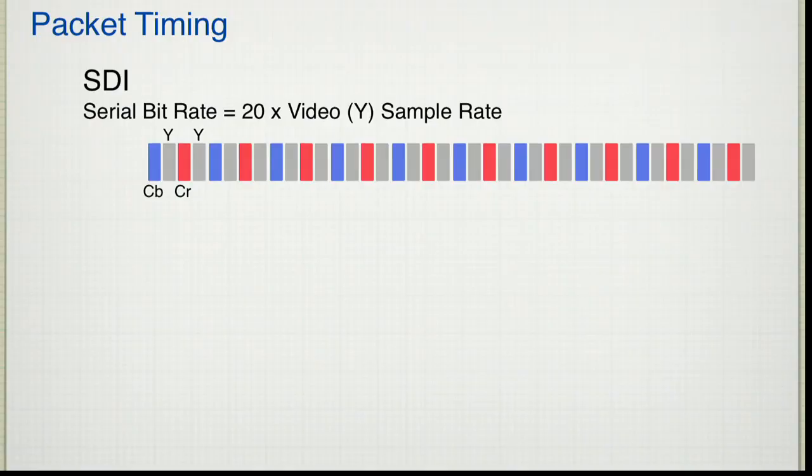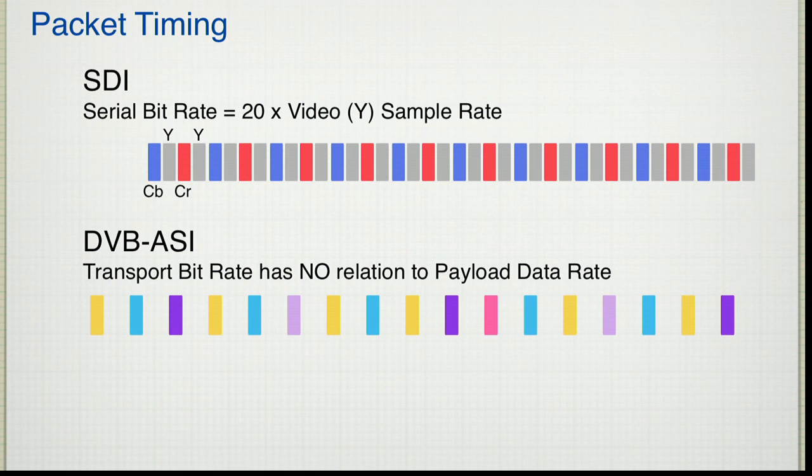In addition to the quality of the underlying transport clock in an ASI stream, we're also very interested in understanding what the relative timing of the packets themselves winds up being and whether that timing represents jitter. Now, in an SDI signal, the individual samples making up chrominance and luminance, that sample rate is tied directly to the serial bit rate. But an ASI signal doesn't work that way. Instead, the content in an ASI signal, that payload data rate, has no relationship whatsoever to the transport bit rate.